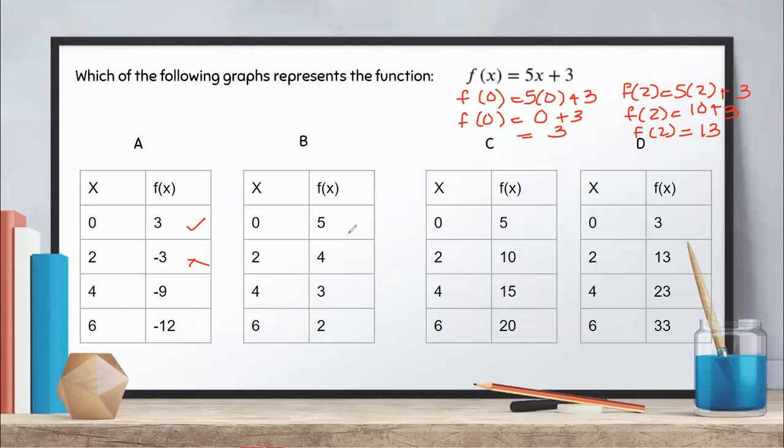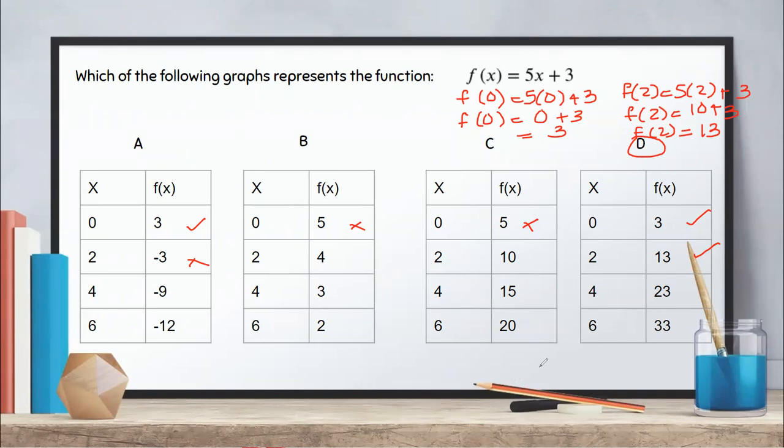Choice B has f of 0 is 5, so that doesn't work automatically. And same here. So now I can double check, and I see that for choice D, f of 0 is 3. F of 2, we got 13. And we can just try out the other two just to be sure. But by process of elimination, we already know that it's choice D. But we can try out the others just to be sure.